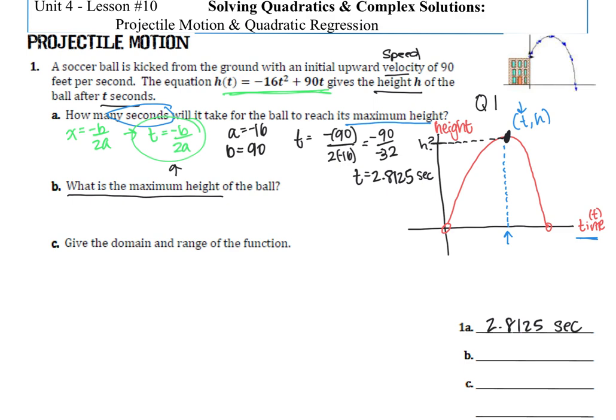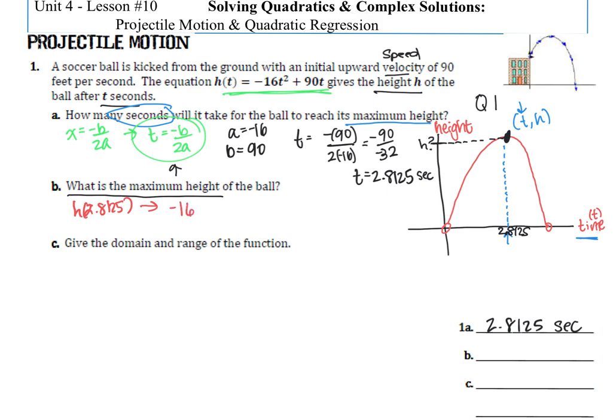If we know the time the ball is at its highest point, which was, again, 2.8125, we could plug that in for the T's, and that will give us the value for H at that given point in time. So that's all we're going to do here. When we say H of T, again, that represents H at a given time. We're plugging in 2.8125 in for our T's, and we're going to calculate.